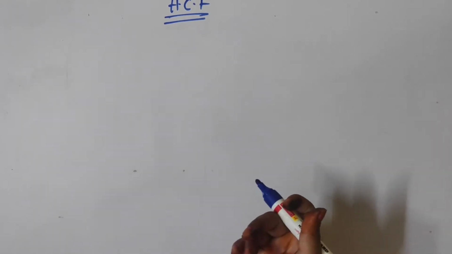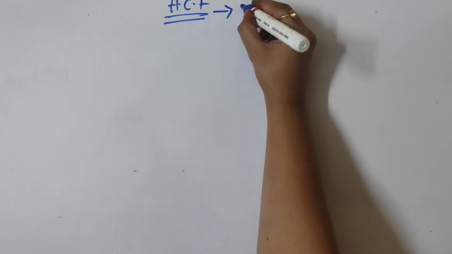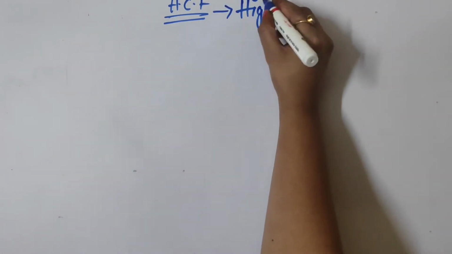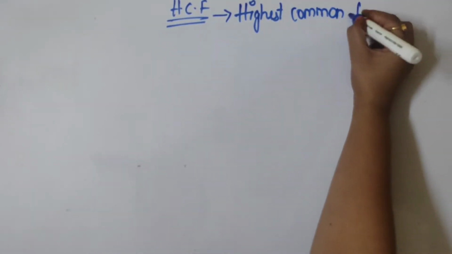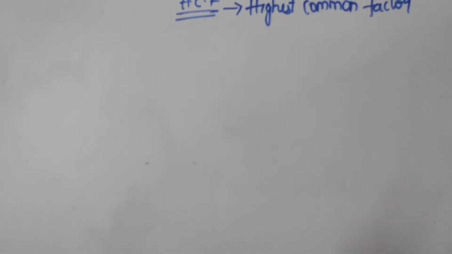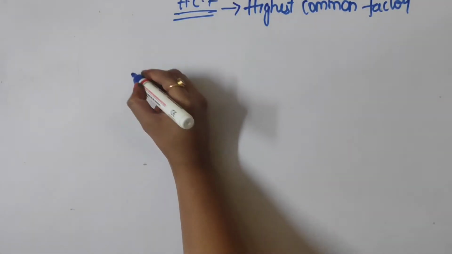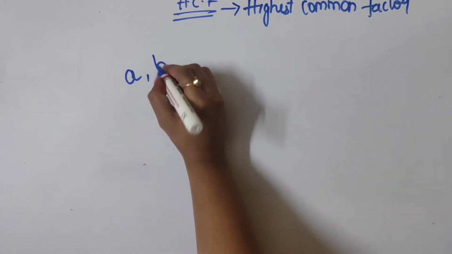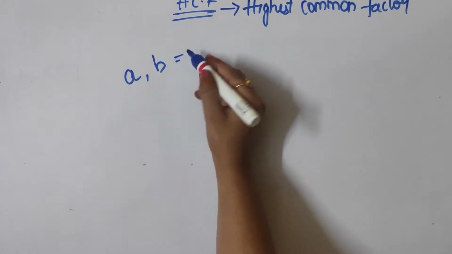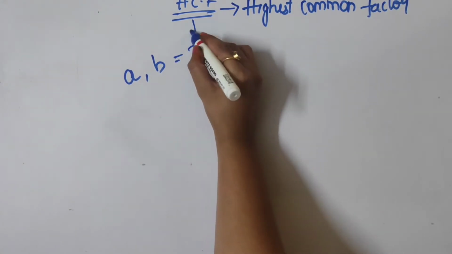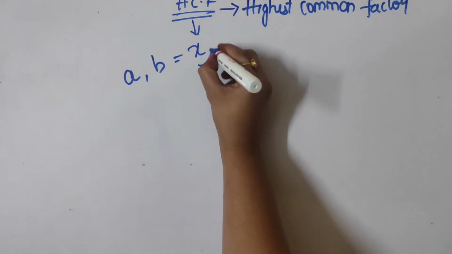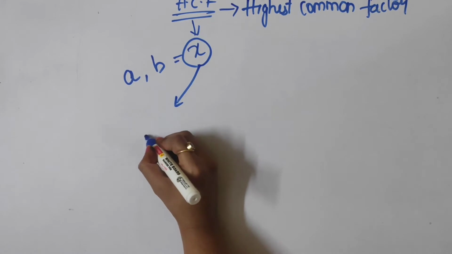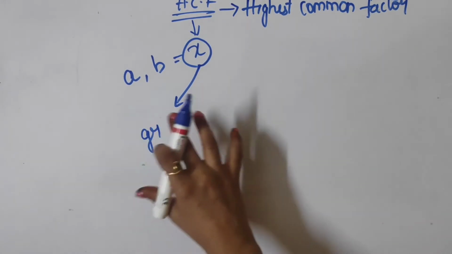The full form of HCF, as we already know, is highest common factor. Now let's see what the HCF statement says. If there are two numbers, let's imagine A and B, and the HCF of those two numbers is X, then X is the greatest number which divides both A and B.